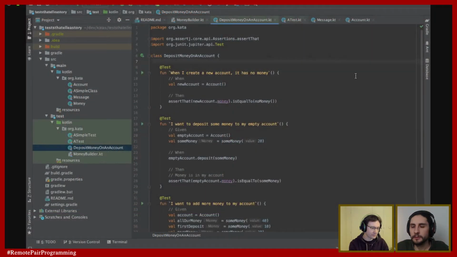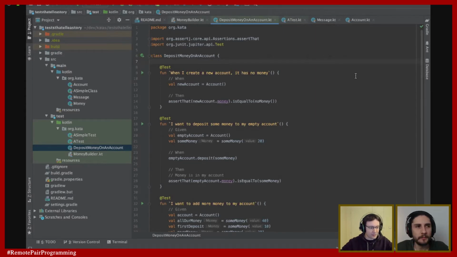Let's have a short discussion about what we've done yesterday, last time, and what we want to do now. Let's go a bit on the code and see what we did.